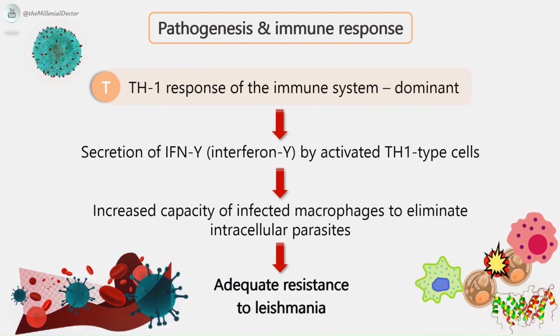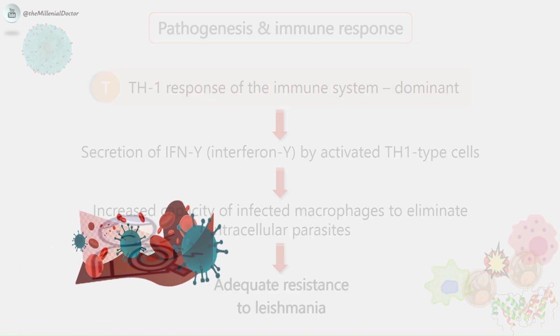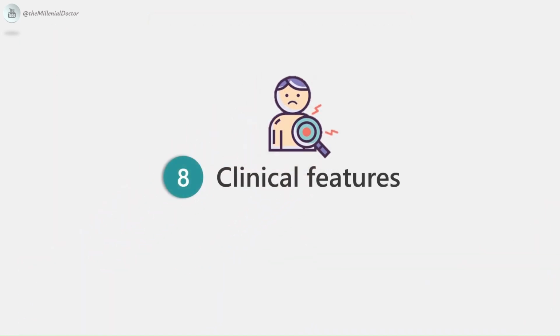In contrast, with adequate resistance to Leishmania, where the Th1 response, that is the helper T cells type 1 of the immune system, is dominant, there is increased capacity of the infected macrophages to eliminate the intracellular parasites, which is related to secretion of interferon gamma by activated Th1 type cells, also called IFN gamma. This completes the pathogenesis. Next, clinical features.